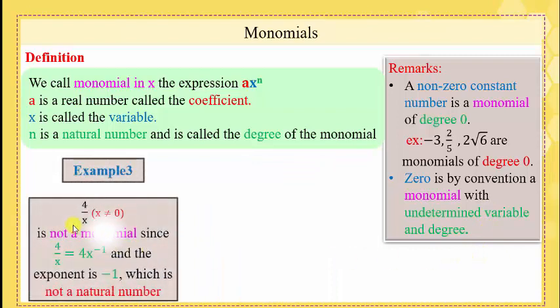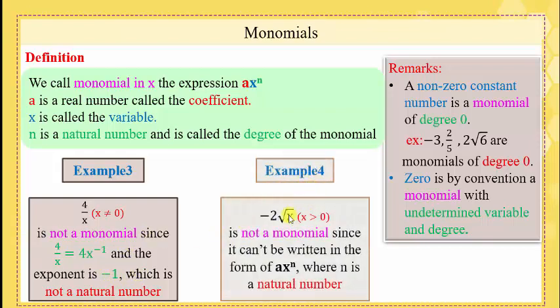Example 3. 4 over x, where x is different from 0 since x is in the denominator, is not a monomial since 4 over x equals 4x exponent minus 1, because of the rule a over b equals a times b exponent minus 1, and the exponent minus 1 is not a natural number, so it is not a monomial. Example 4. Minus 2 radical x, where x is a positive number, is not a monomial since it cannot be written in the form ax exponent n, where n is a natural number.